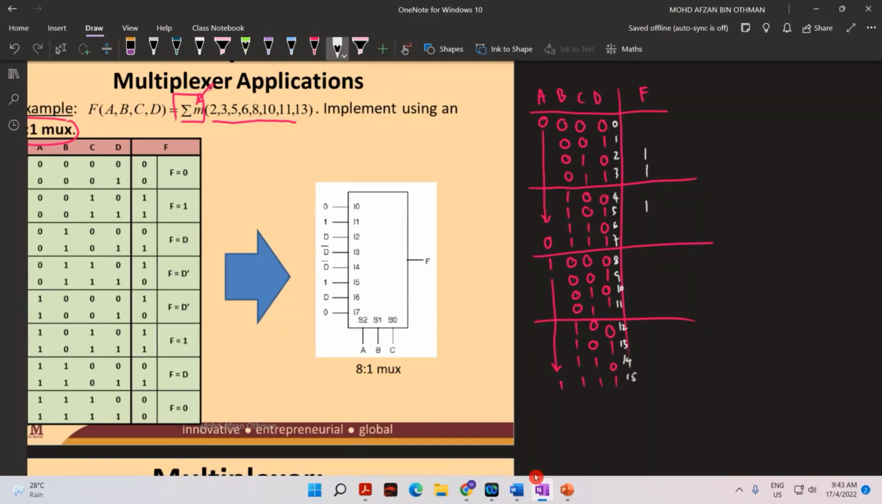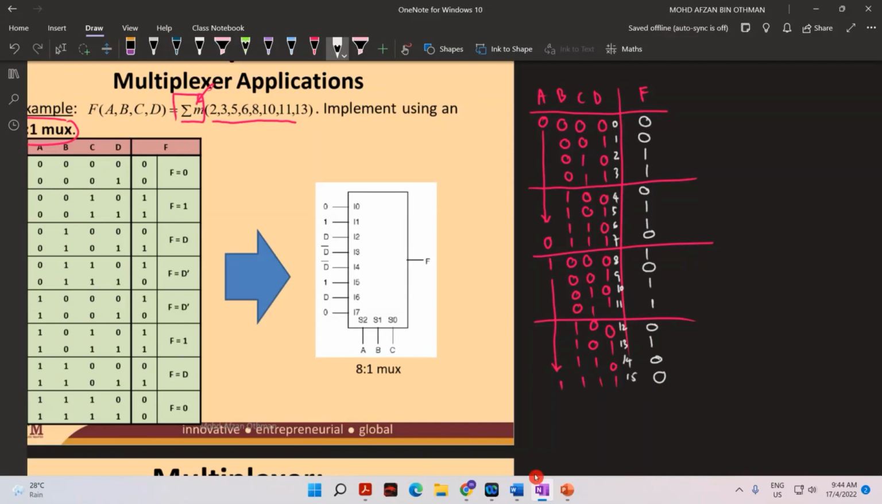6, 8, 10, you need to give 1. 11 dengan 13, you give 1. Sebab kenapa? Sebab dia is a min term. Min term, the output should be 1. Kalau max term, output must be 0. Okay, what about the rest? The rest you just put 0. Okay, so this is your truth table, based on this min term.